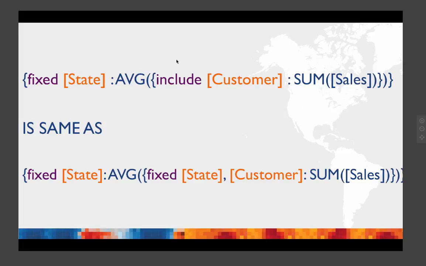So since the outer calculation says fixed state, the inner says include customer, it will include state and customer within the context of sum of sales. I could have written the same thing by explicitly naming out state and customer in the inner calculation. It will give me the same results in this case. I hope that explains the question about the syntax for nested and how you can use multiple dimensions. That's all I have for that question.